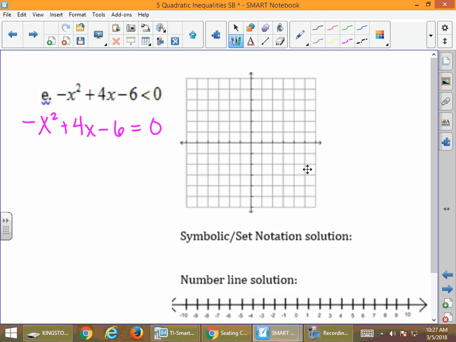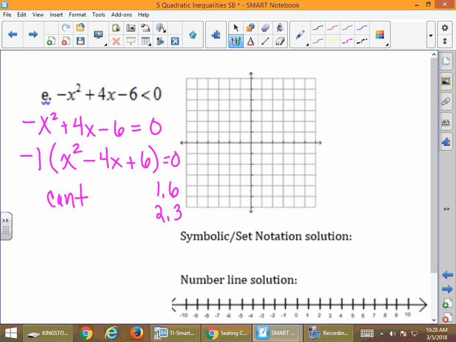So what we would do to factor here is we would take out a -1. When we factor out a -1, that's going to change all of the signs in here. You get x² minus 4x plus 6 is 0. X² became positive, the 4x became negative, the 6 became positive again. So we're going to look at the factors of 6, which are 1 and 6 and 2 and 3. Well, either one of those factors combine, either add or subtract to be 4? No. We cannot factor this.